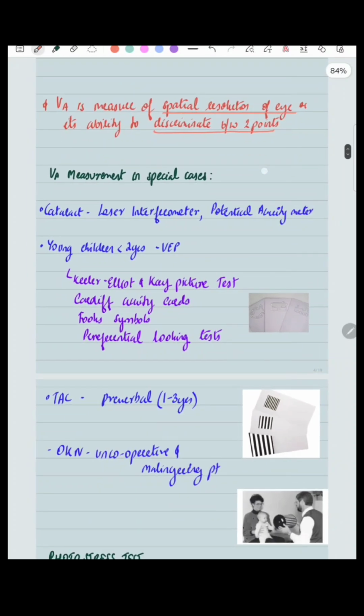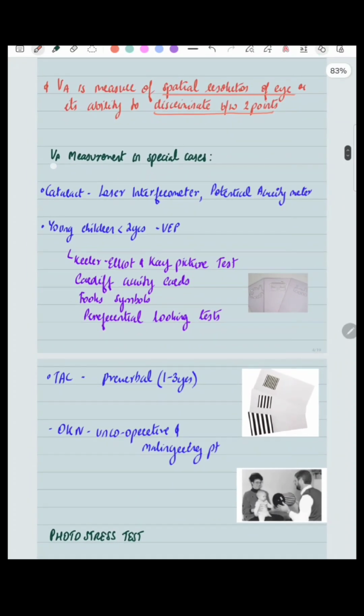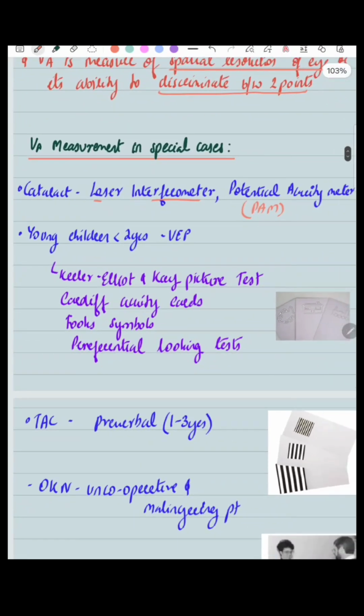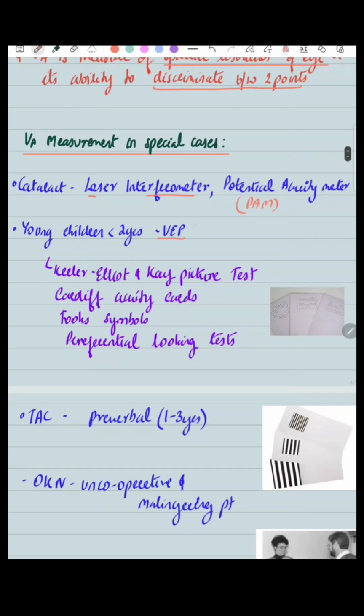Visual acuity in special cases: in cases like cataract, we can use laser interferometry or the potential acuity meter. In young children, less than 2 years, we can use visually evoked potential.